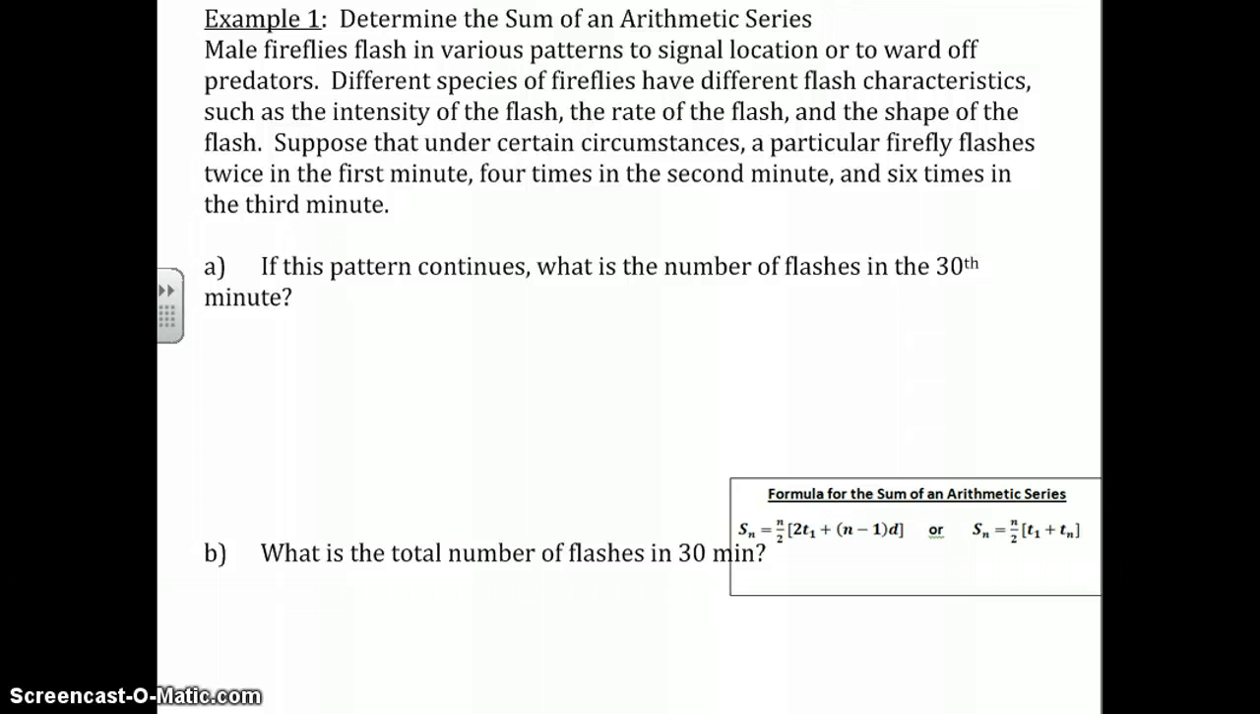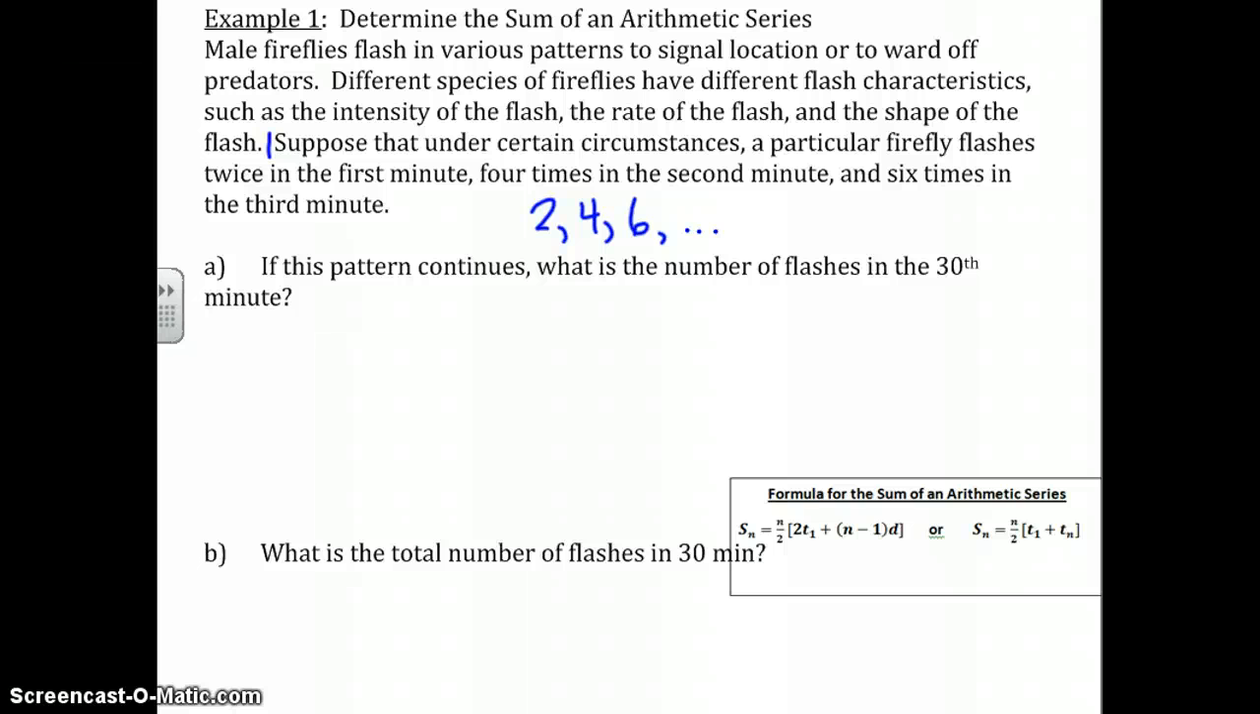Okay, so it says, suppose that under certain circumstances a particular firefly flashes twice in the first minute, 4 times in the second minute, and 6 times in the third minute. Right, so that's 2, 4, 6, 8. Part A, if this pattern continues, what is the number of flashes in the 30th minute?